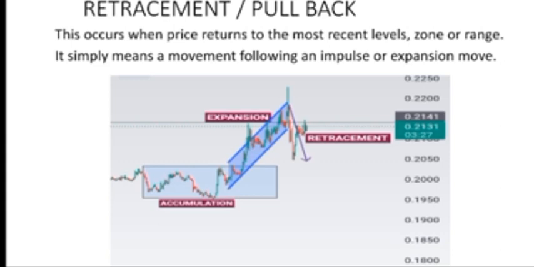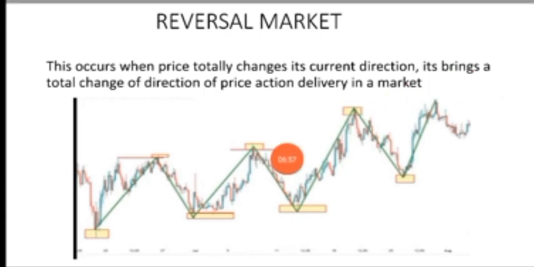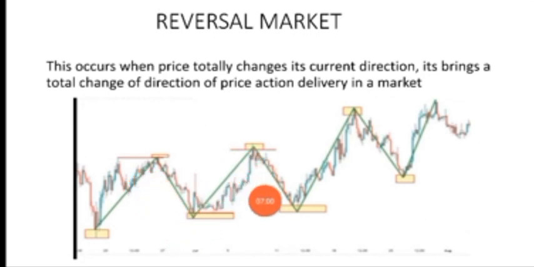And now the next one is the reversal market, and this is completely different from the other three price actions we have talked about, because this is a situation whereby the price totally changes its current direction. It brings a total change of direction of price action delivery in the market. A market that is already trending, already going up, as you can see, this market is uptrend, uptrend, uptrend. Now at this point, we have a break of structure. The market is going to pull back. There's that particular order, and we are likely going to see what we call a complete reversal. As you can see, this is an unlikely uptrend market for now. But at this point, somewhere around here, the market is going to reverse and completely change direction.